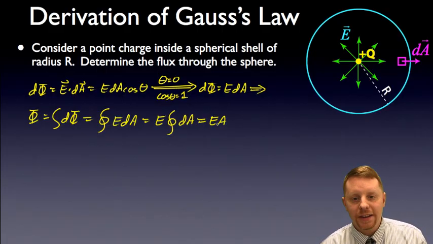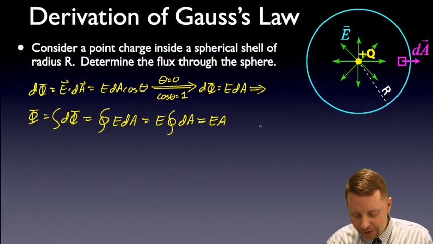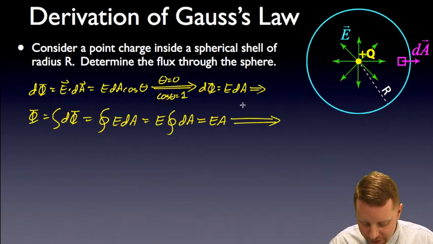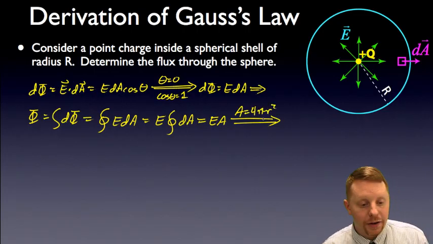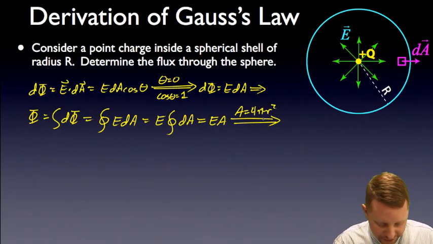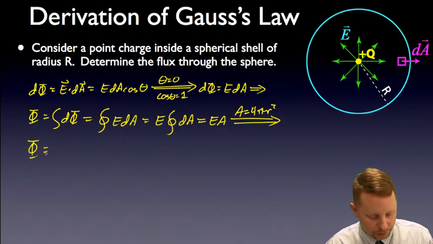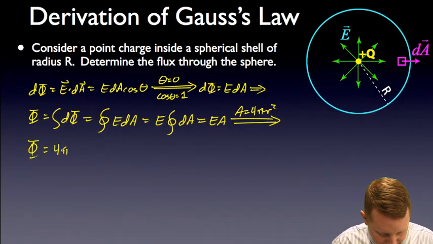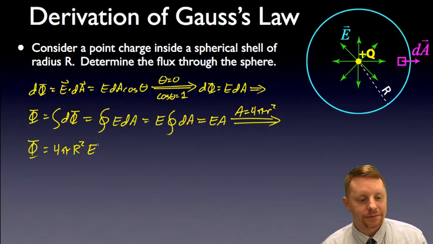Now, for our case here, the total area that we're dealing with, the area of a sphere, is 4 pi r squared. So because A equals 4 pi r squared, we can then say that our total flux, phi, is equal to 4 pi r squared times E. Hang in there, we're almost there.